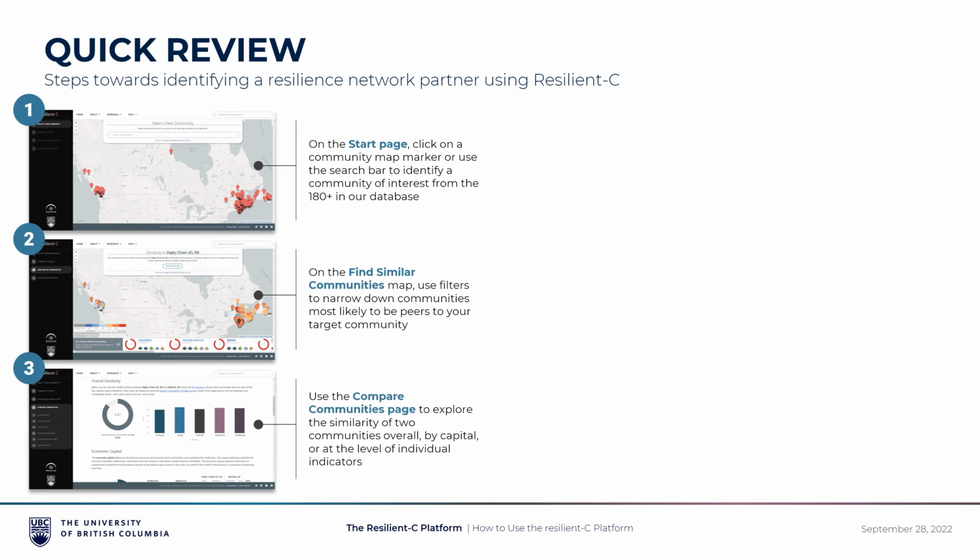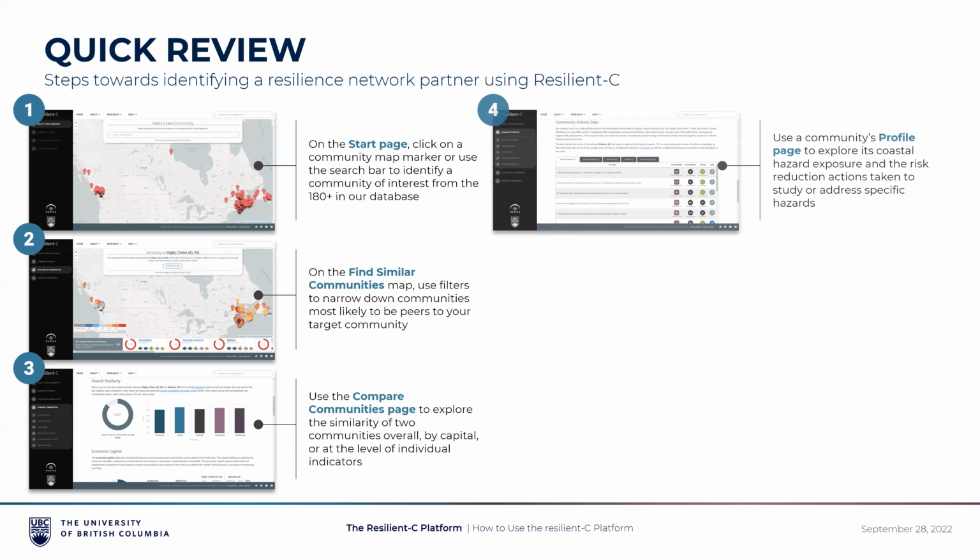Next, by clicking on one of those markers, you can use the Compare Communities page to explore the similarity of two particular communities, either overall, by capital, or at the level of individual indicators. Fourth, you can use a community's profile page to explore its coastal hazard exposure and the risk reduction actions taken to study or address specific hazards.